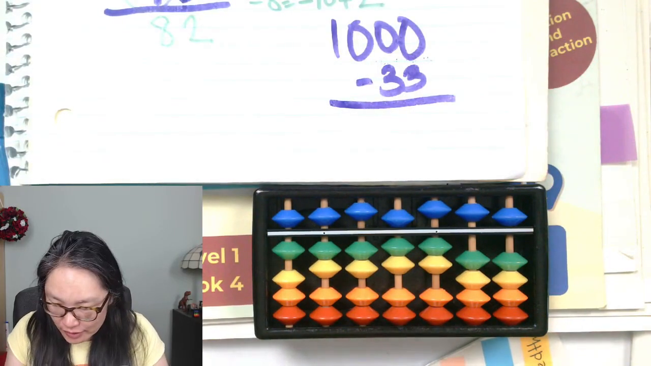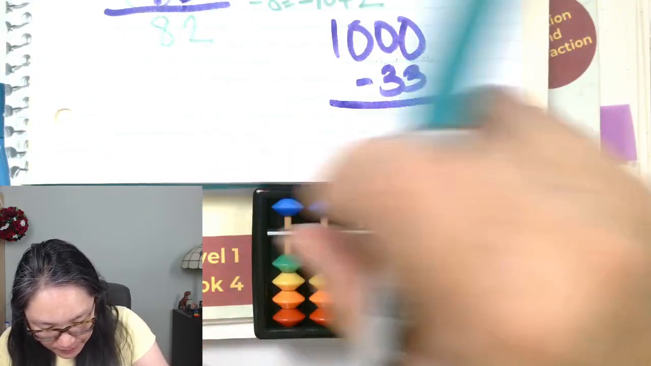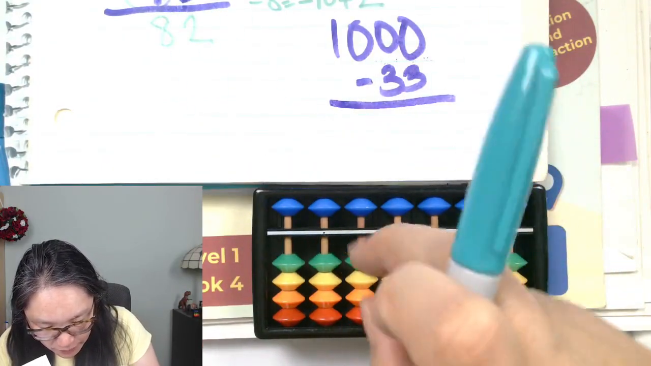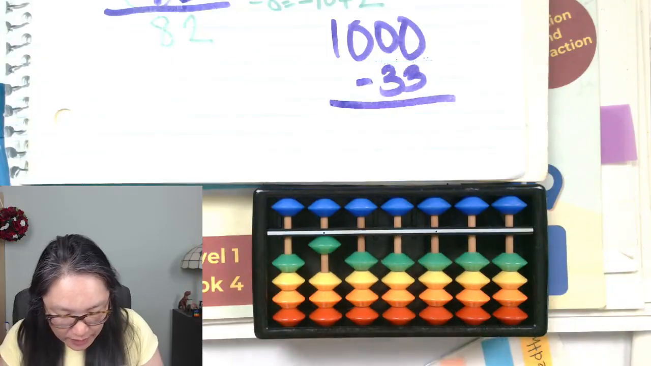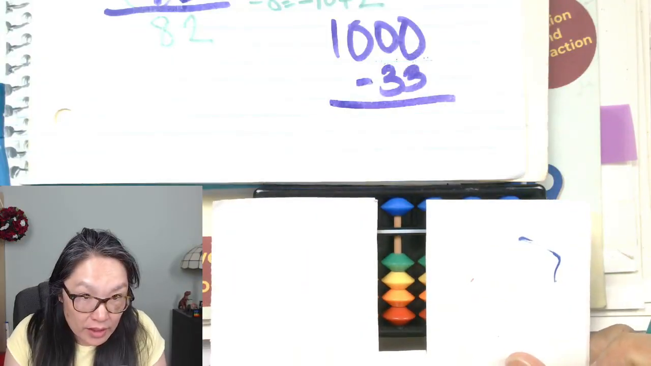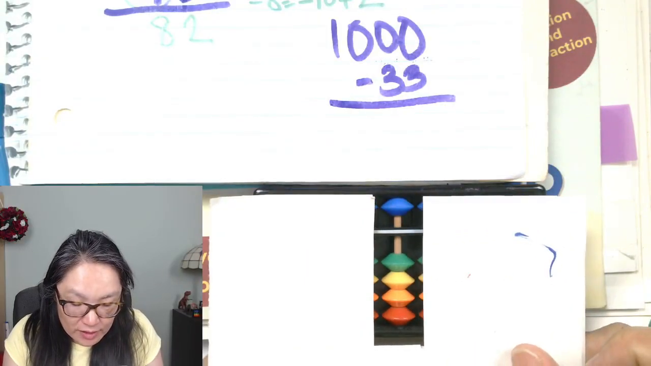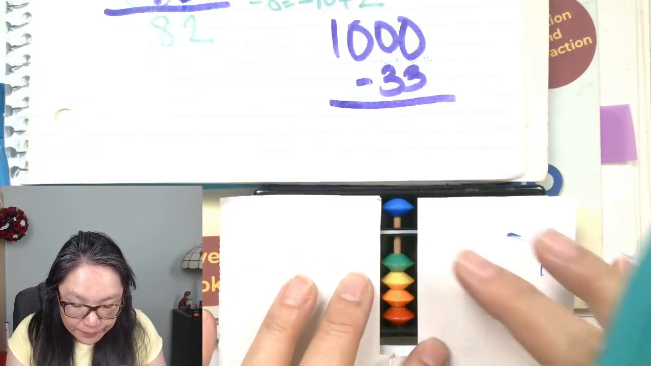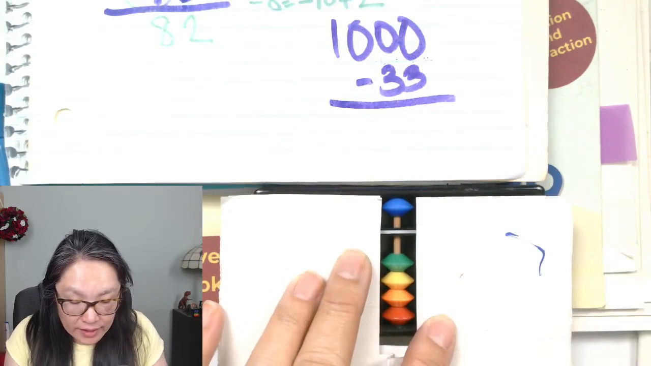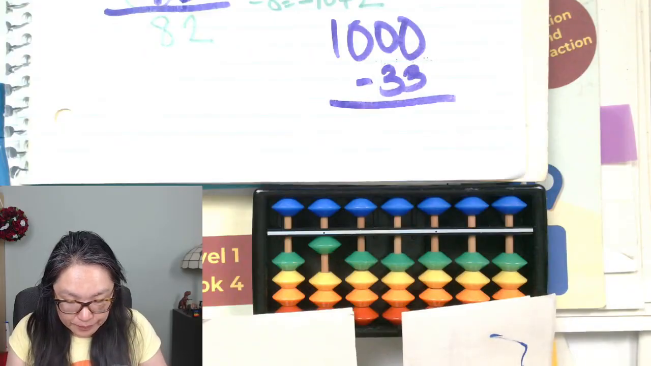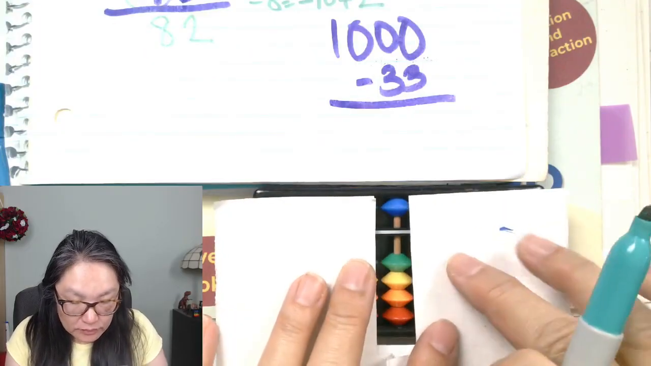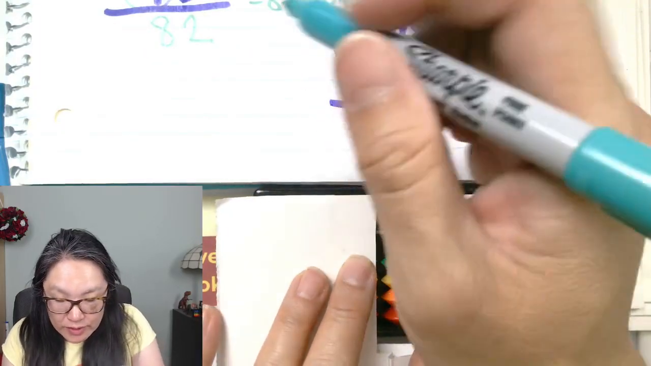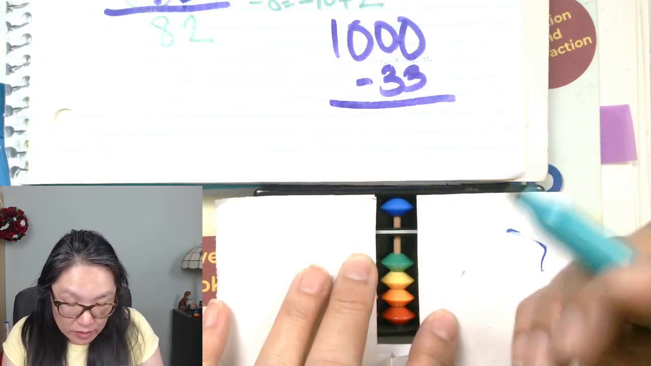So the first thing we're going to do is put it on my abacus. I have 1,000. 1, 2, 3, 4. 1,000 minus 33. So we're going to take away 30, and then take away 3. But the first thing we're going to do is understand minus 30. Is there enough? There's not enough. We cannot minus the 5, so I'm not going to go there, right?